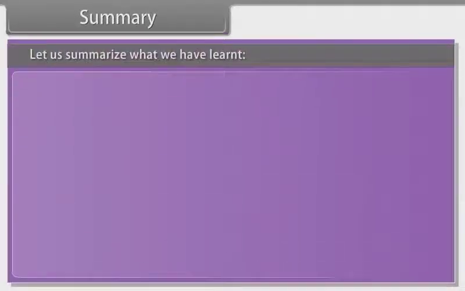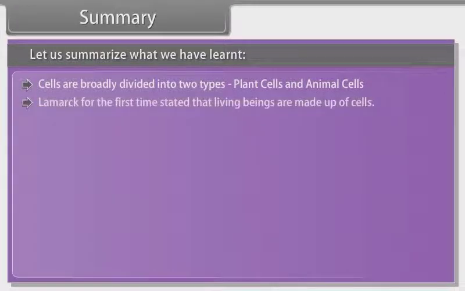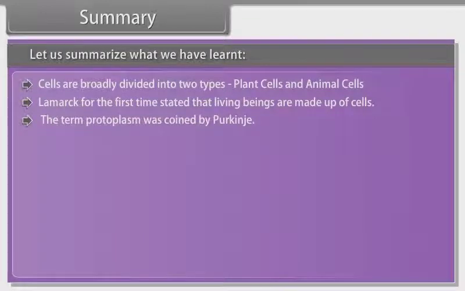Summary. Let us summarize what we have learnt. Cells are broadly divided into two types, plant cells and animal cells. Lamarck for the first time stated that living beings are made up of cells. The term protoplasm was coined by Purkinje.